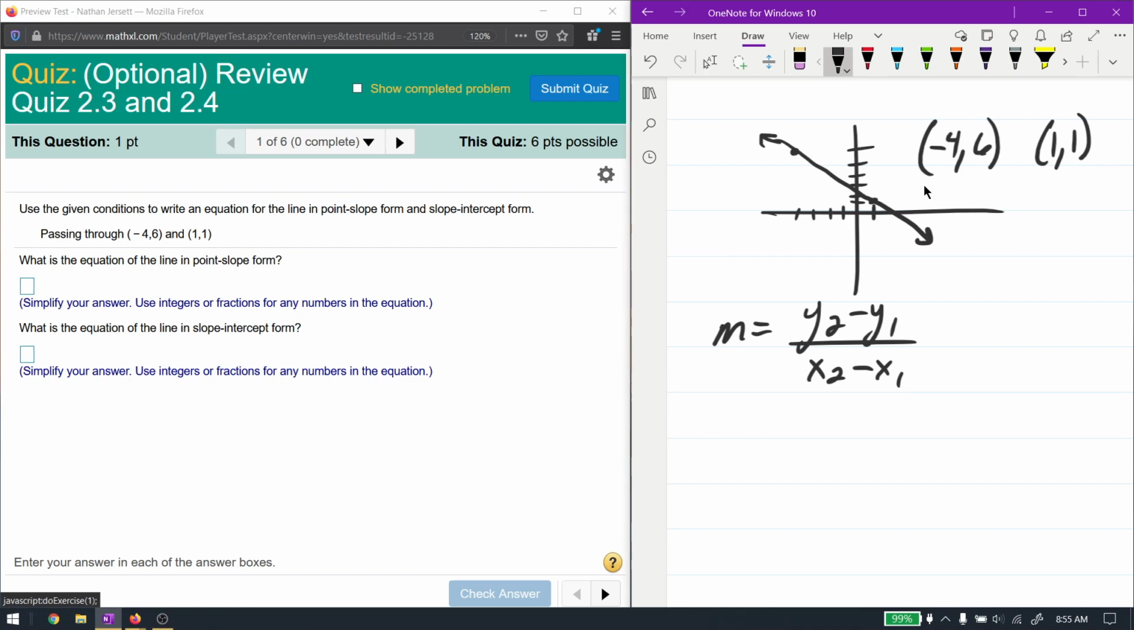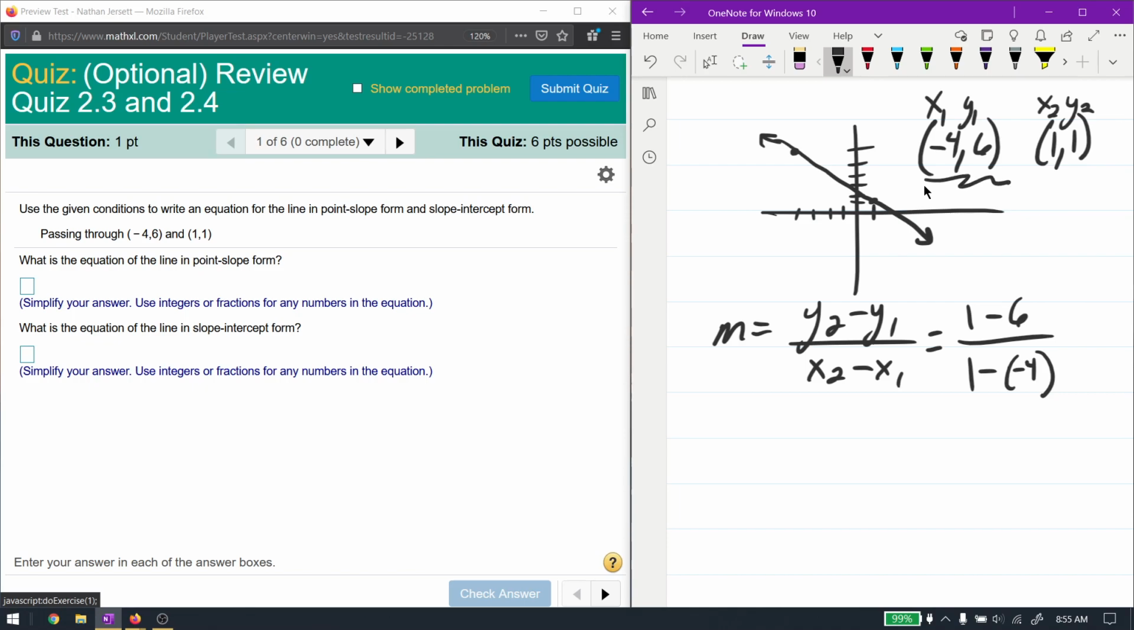It doesn't really matter which point you choose. You have to make sure you're consistent, though. I'm going to say x1, y1, x2, y2. But you could have the first, -4, be x2, 6 be y2, and then 1, 1 be x1, y1. You'll get the same slope either way. y2 is 1, y1 is 6, x2 is 1, x1 is -4.